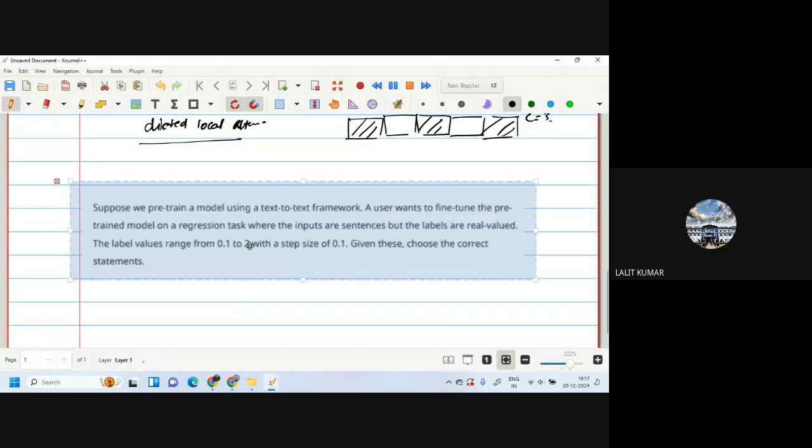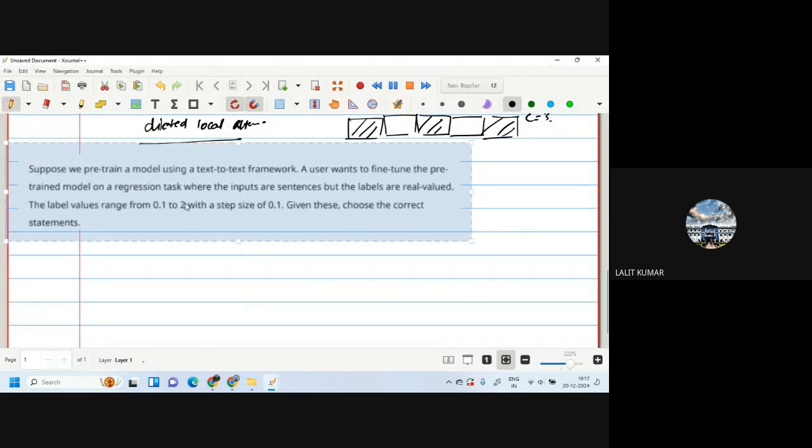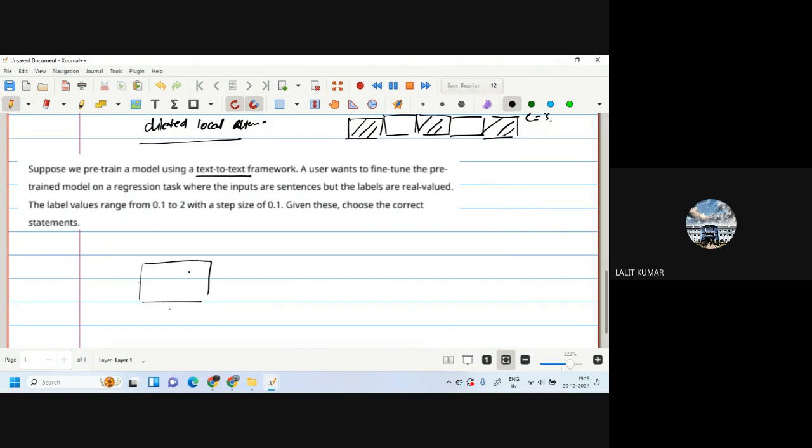So first we understand what is the intent, what they're checking. Suppose we pre-train a model using a text-to-text framework. So text-to-text framework was T5. That in the encoder we are giving text, and then in the decoder we get text. Text in, text out.